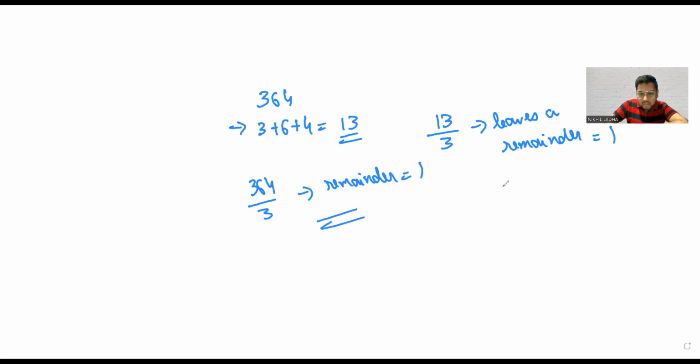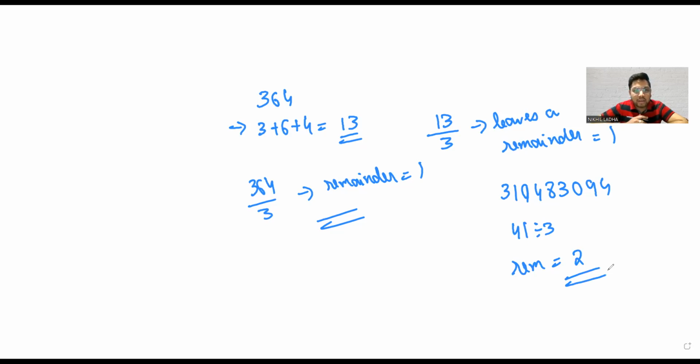One more example. Let's say 319483094. I'm sure you people will not be interested in dividing the entire number by 3. So for that we have the divisibility rule. We'll add all the digits again. So 3 plus 1, it's 4. 4 plus 9, 13. 13 plus 4, 17. 17 plus 8, 25. Plus 3, 28. Plus 9, 37. Plus 4, 41. So when 41 is divided by 3, we know that the remainder will be 2.